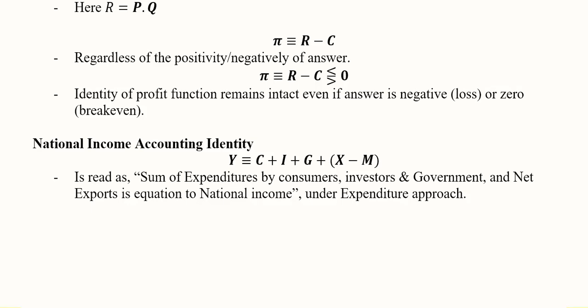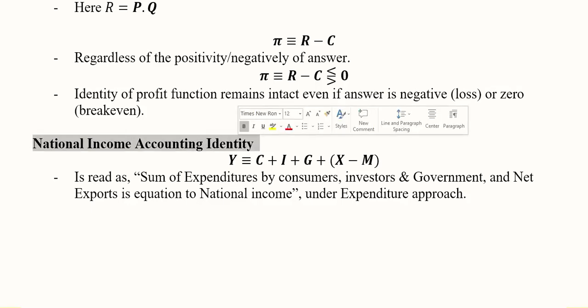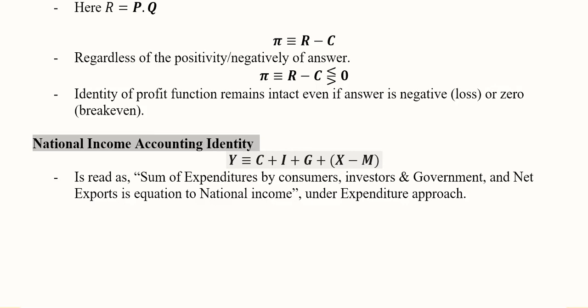Another example is that of the national income accounting identity. It's an identity, it's a definition of national income, which from the expenditure approach point of view is consumption, investment, government expenditure, and exports minus imports. So these are the expenditures by consumers, by investors, by the government sector, and from the exports and imports point of view. So this is a definitional equation. At the same time, it becomes an identity.